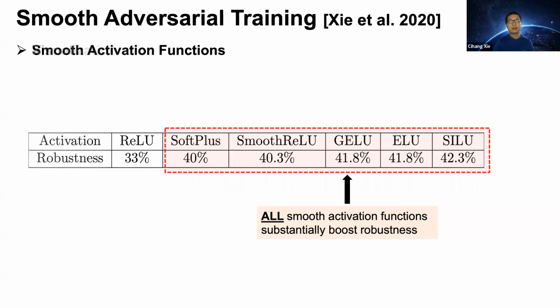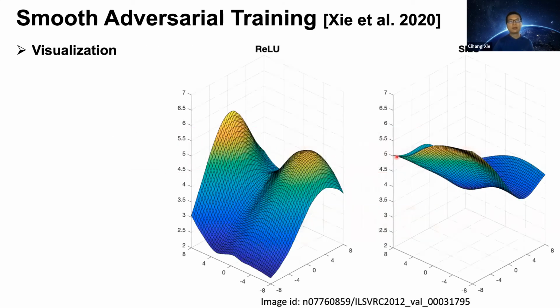And here are some visualizations. Compared to the ReLU, you can see the right one is CELU, which is a smooth activation function. You can see the curve here is much smoother compared to this, right? So this visualization qualitatively shows that the smooth activation function can help the network learn smoother loss landscapes, and therefore get better adversarial robustness.